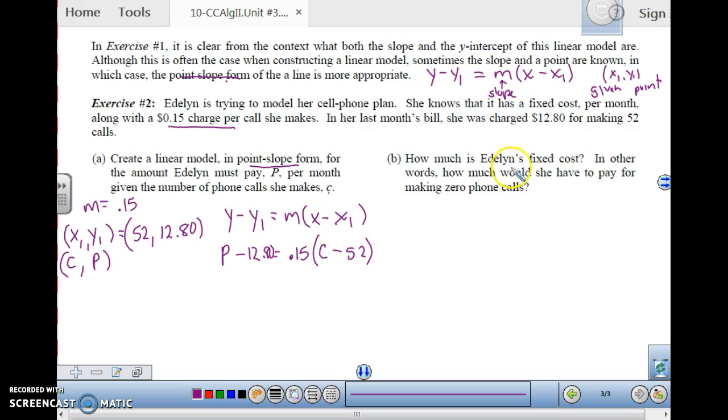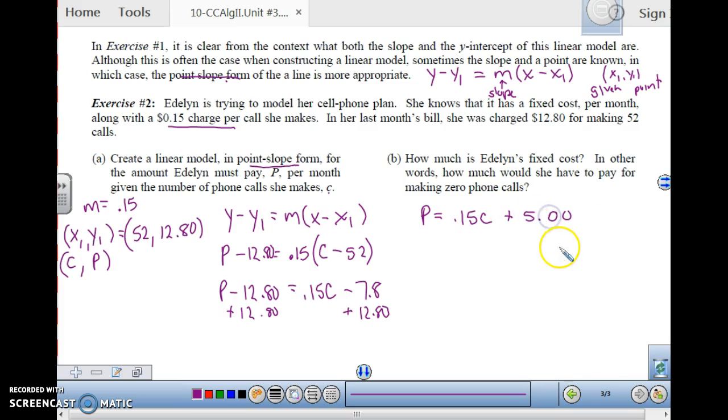So how much is Adelin's fixed cost? Well, that would be the y-intercept. So let's solve this. We have P minus 1280 is equal to 0.15 C, and distribute through here, minus 7.8. And then move the 1280 over. And we get P is equal to 0.15 C plus $5. Now that's in Y equals MX plus B, or slope-intercept form.